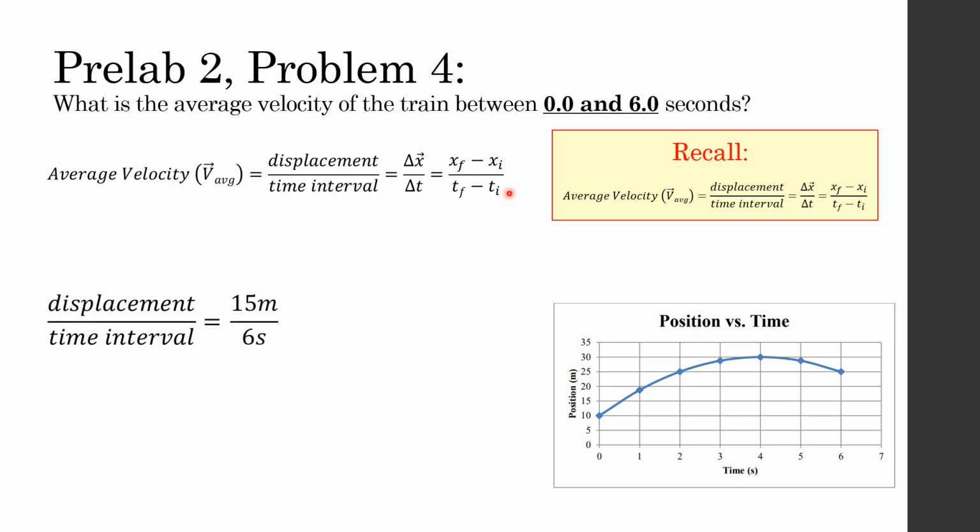So our displacement we calculated in problem number 2, that was 15 meters. We've already calculated our time interval in problem number 3. So we have 15 divided by 6. This simplifies to 2.5 meters per second, and that is our final answer.